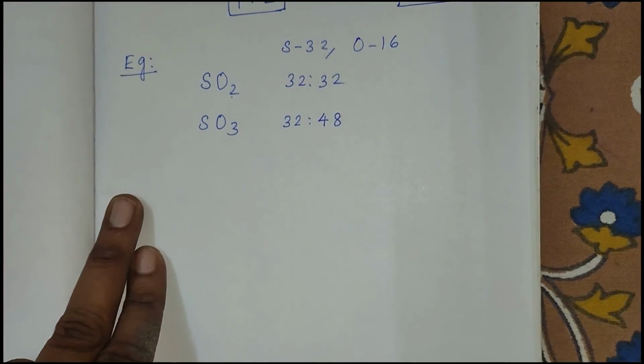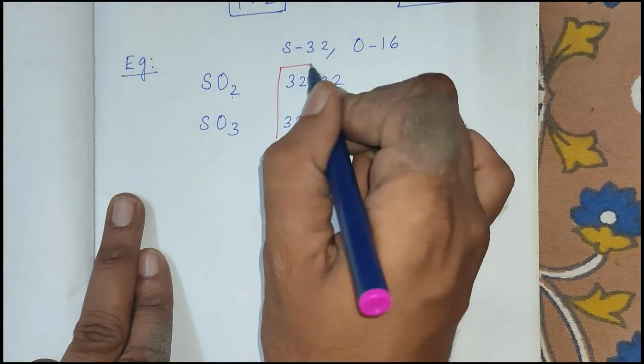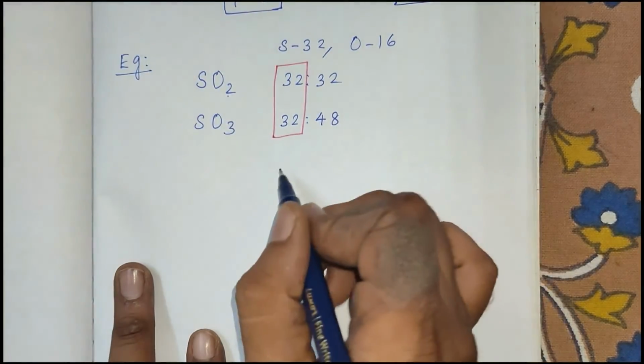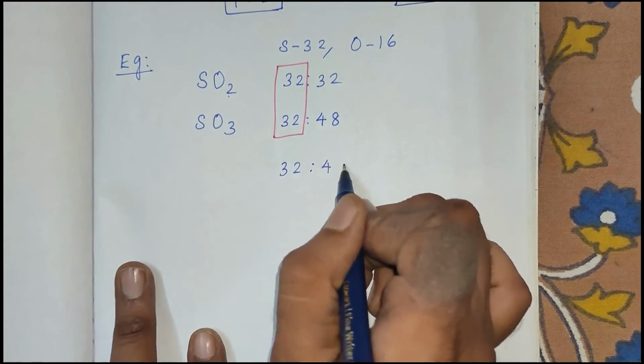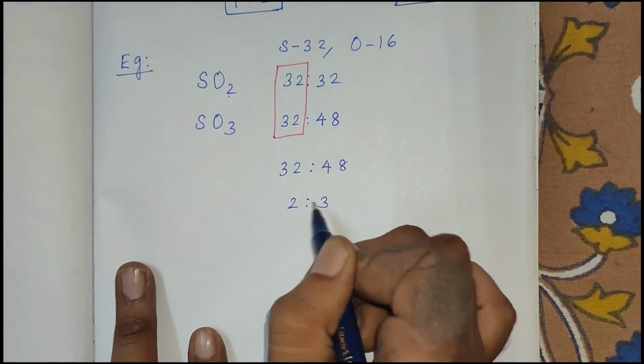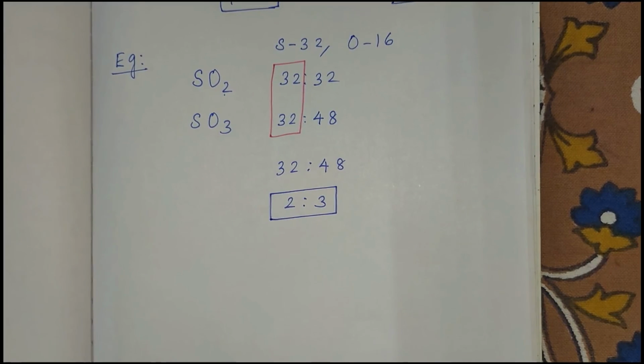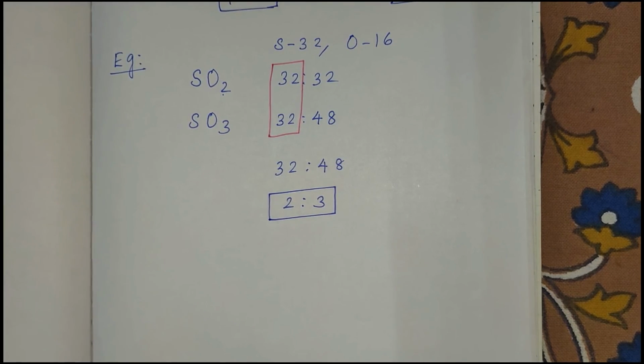Now what I am going to do is fix the ratio of sulfur as constant. 32 is to 32. What will you get now? The ratio of oxygen is 32 is to 48, which is going to be 2 is to 3. Now again it is going to be a simple ratio. I think you will understand this law very easily from these examples.